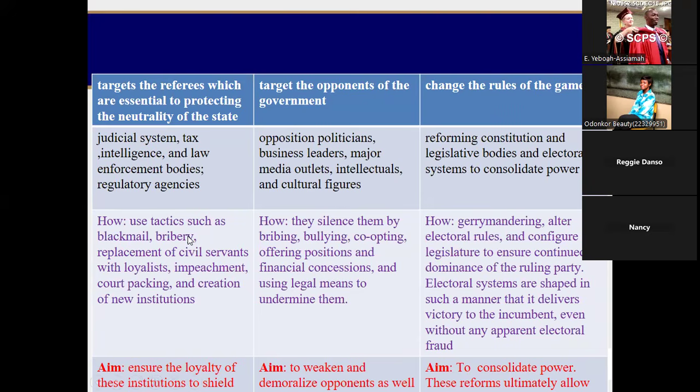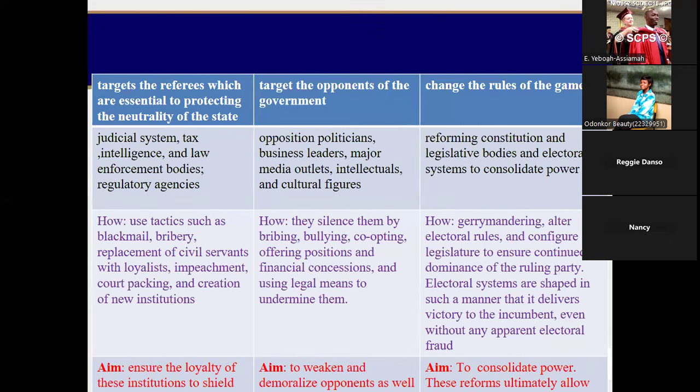They sometimes can use bribery. They can bribe the judges. They can bribe these state institutions. They can replace civil servants with loyal ones, like how we sacked Domelovo and brought maybe a loyal one, like how the Chief Justice was also sacked and then maybe a loyal one was brought, okay? They replace civil servants with loyalists.